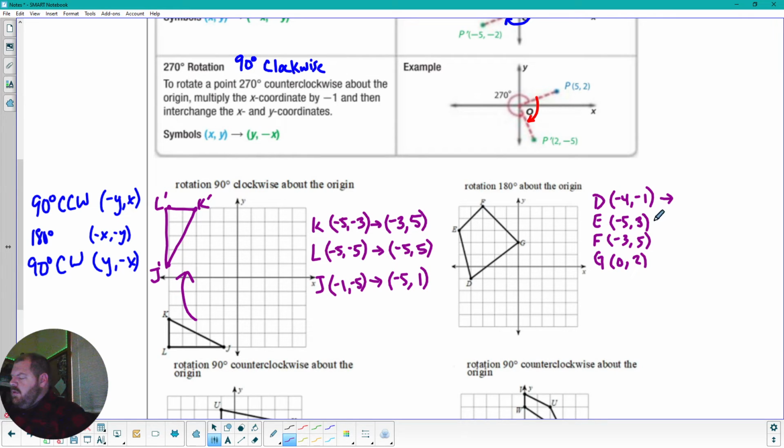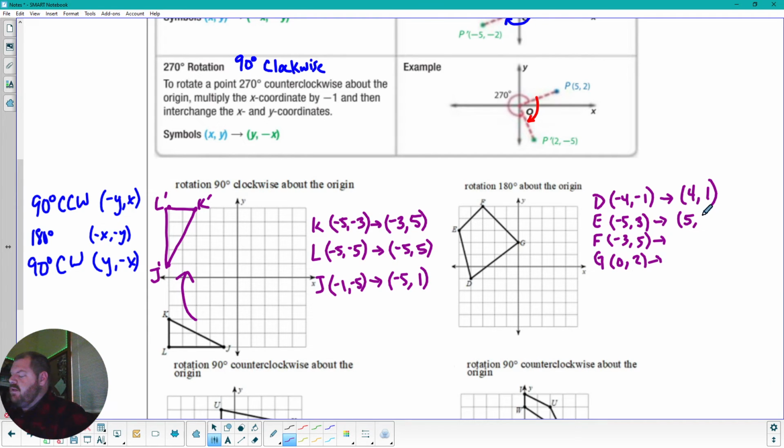Okay, now we're doing a 180-degree rotation, so we want to follow that rule, which is (x, y) turns into the opposite of x and the opposite of y. So I'm just changing signs on all my points. I'm not moving them to different spots. D at -4, -1 stays with the 4 first and the 1 second, and I just change the two signs.